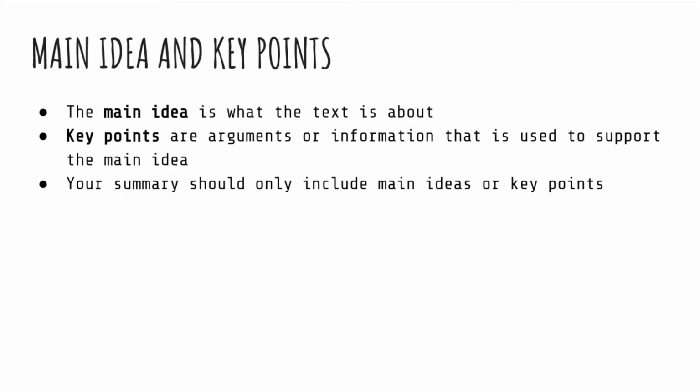And what the main idea and the key points are: the main idea is what the text is about, okay? The key points are arguments or information that is used to support the main idea, so the evidence, right? And your summary should only include main ideas or key points, and again, in your own words. You should never just be taking directly from the text. You should always be translating it into your own words. That is what the summary should be about: the main idea and the key points that help support that main idea, okay?